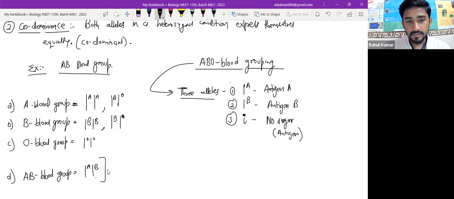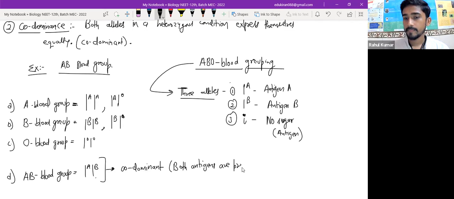So in this case, write down, in AB blood group, the alleles IA and IB are codominant. Both antigens are present together. Is it clear, everyone?